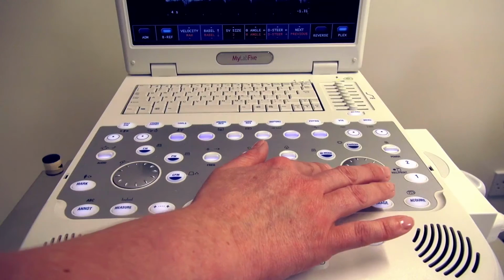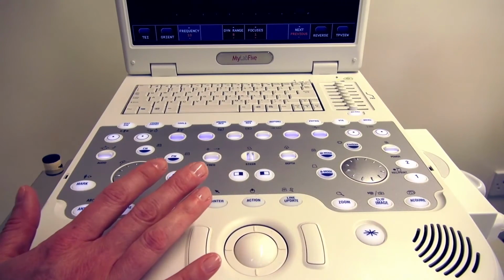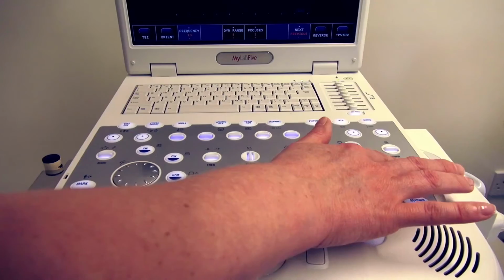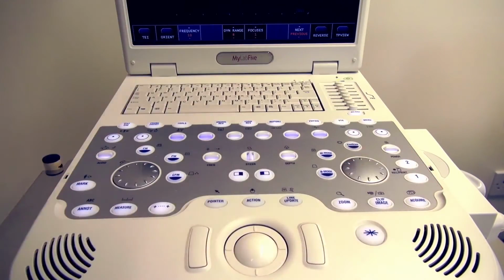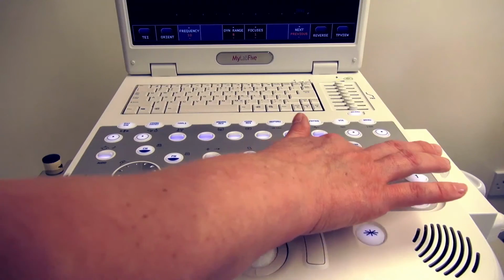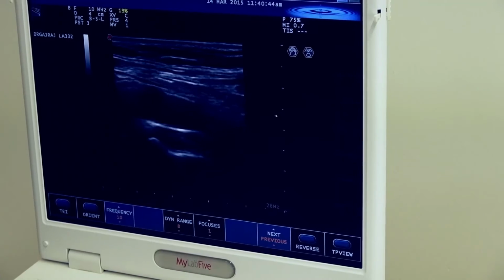To return back to the normal mode, select the B mode code and you're back in grayscale. To optimise the grayscale image further, you may want to reduce the overall gain. This reduces all of the echoes returning back from the probe, or you may want to increase the overall gain, and that amplifies all the echoes returning from the probe.